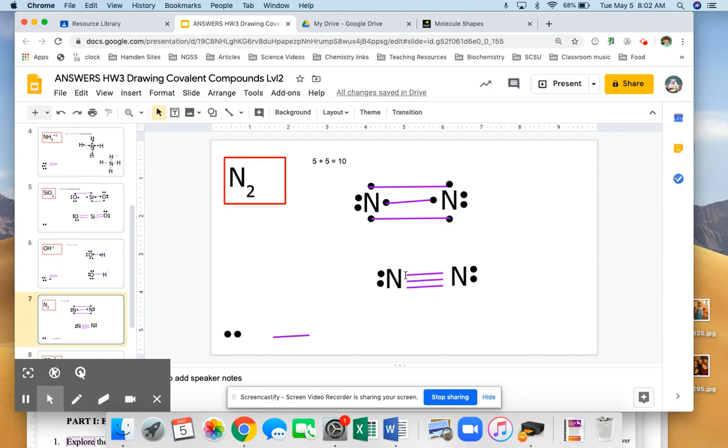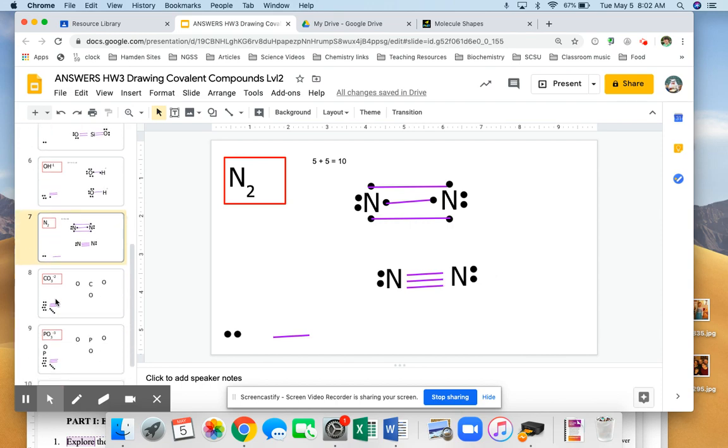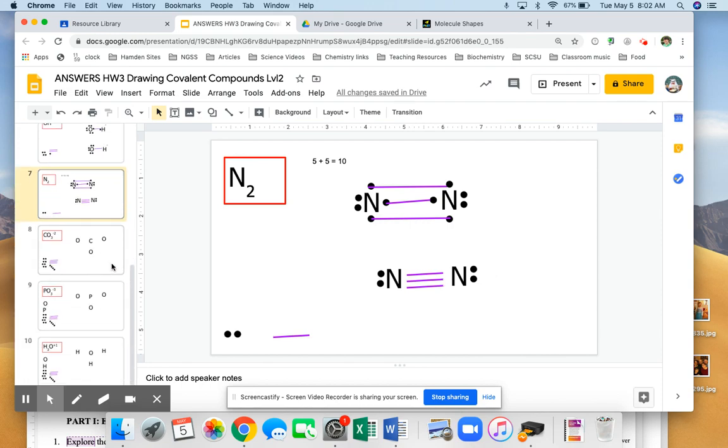When it's cleaned up, we have 2 nitrogens, 2 unshared pairs on each nitrogen, and then 3 bonds in the middle. Let's count to make sure we have 10 electrons total. 2, 4, 6, 8, 10, because each of those bonds counts as 2 electrons. And this nitrogen has 2, 4, 6, 8. This nitrogen has 2, 4, 6, 8. Everybody's happy. Let's try the next few.